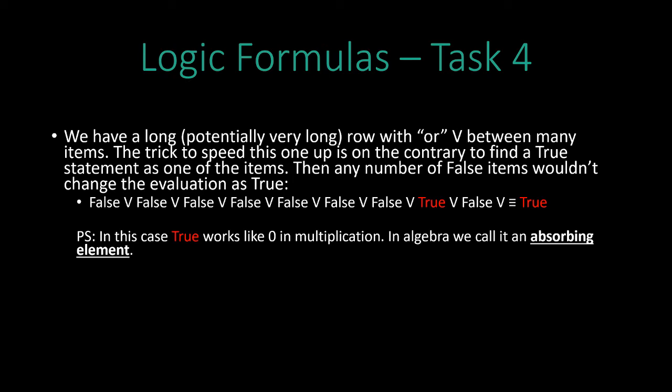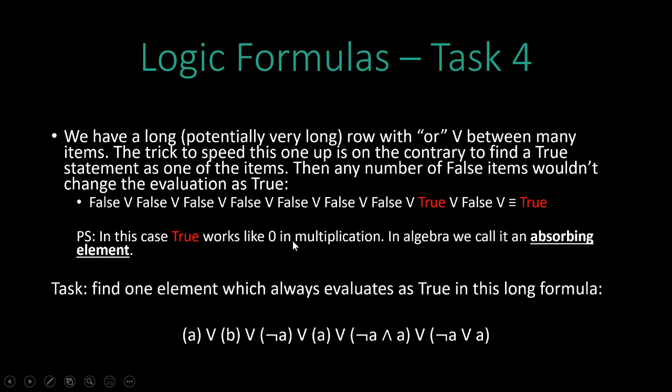However, we are looking at a long, potentially almost infinite row of expressions, and then ORs in between them. So having these ORs. And the trick there, again, you can imagine that these are not just simple falses, but something more complicated. If at least one of them is true, then we don't care at all about the rest of it. So then it would again evaluate into true, regardless of everything else. So in this case, the true works like the absorbing element.